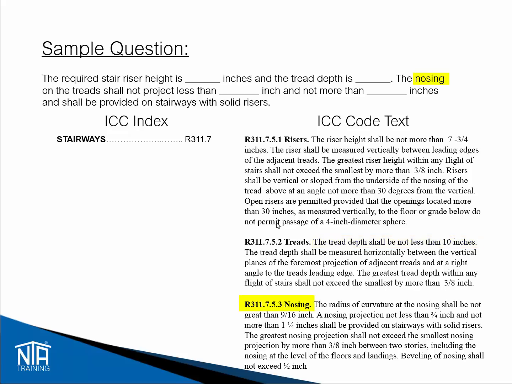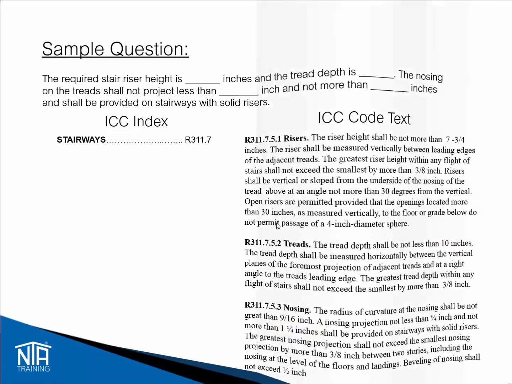Section R311.7.5.3 pertains to nosing requirements and tells you that nosing shall not be less than 3/4 of an inch, but no more than 1 1/4 inches. The answers to this question are found in this section and are 7 3/4 inches, 10 inches, 3/4 of an inch, and 1 1/4 inches.